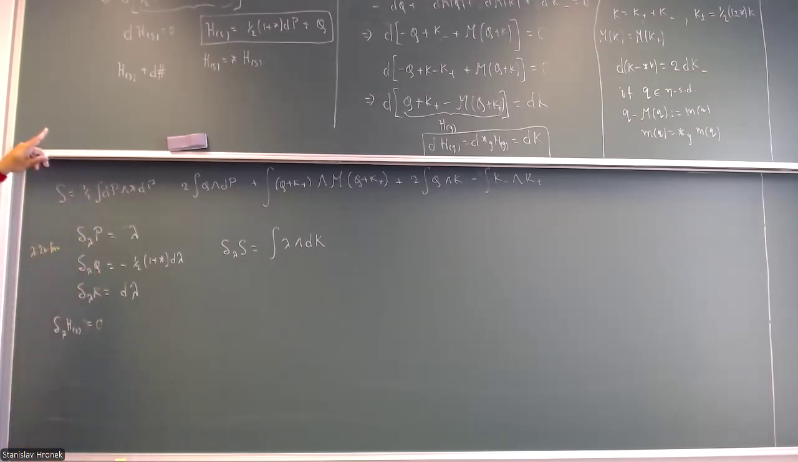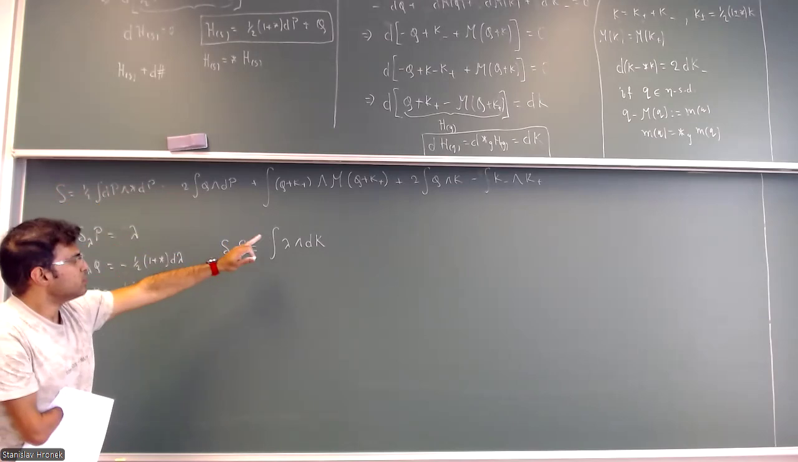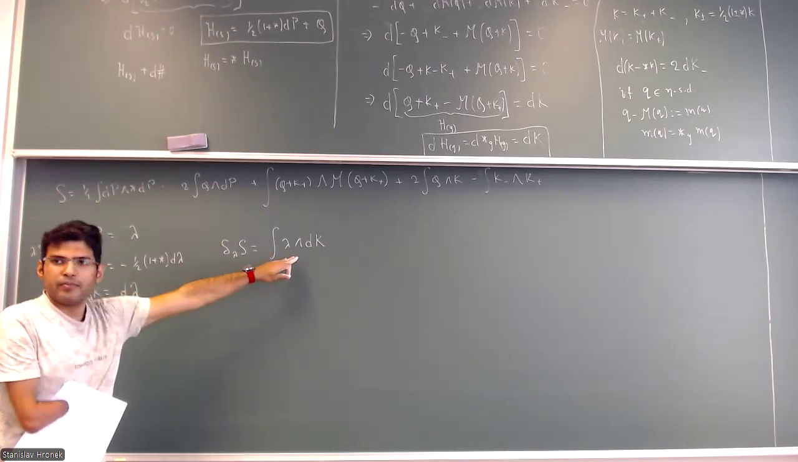Because look at HS, it's basically half 1 plus star dp. So when you vary it with respect to the delta lambda, it's going to give you half 1 plus star d lambda, which is precisely going to be cancelled from the delta lambda. And you can also check that the HG is also gauge invariant. And among all the other terms that we have written now, the only thing that survives is this.